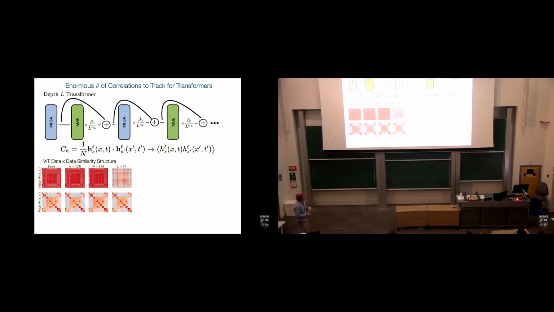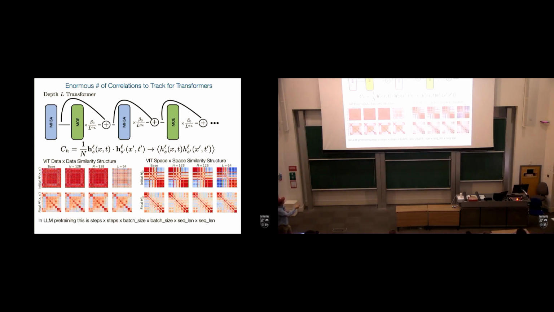This theory is nice in some sense. You can get some qualitative results, but if you wanted to exactly integrate it on a real data set, say a language model, the number of correlations that show up in this theory is really large. This is a big drawback. Say I had a spatial index or a token index, a data stream index X, and a time T. In LLM pre-training, this would mean tracking steps by steps, batch size by batch size, sequence length by sequence length. You just quickly run out of memory.